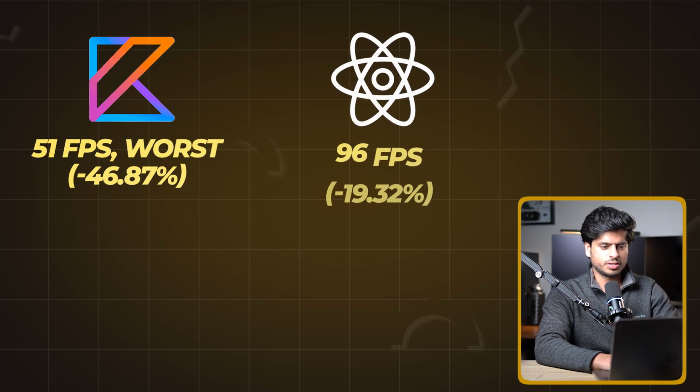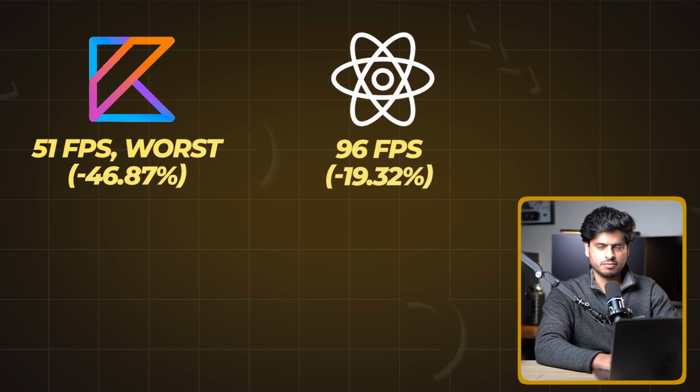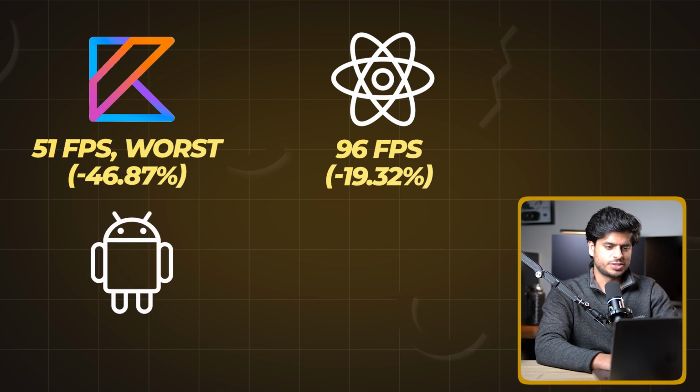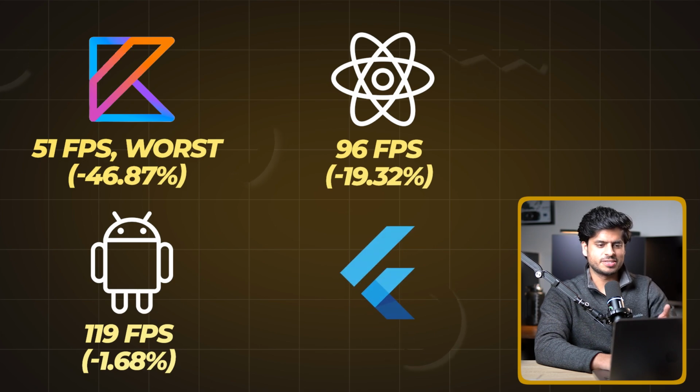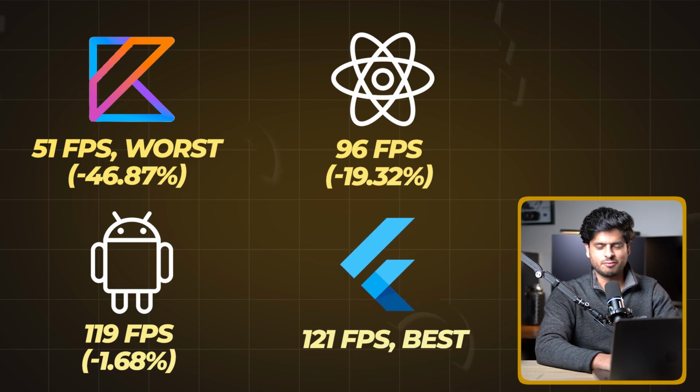So it was like 46% behind React Native, which is 96 FPS, still better, which is like 19% behind Android Native, which is 119 FPS. Which is in turn like 1.6% behind Flutter, which is 121 FPS, which is the best. And the winner, of course, is Flutter with 1 point. Android Native gets the 0.5 points.